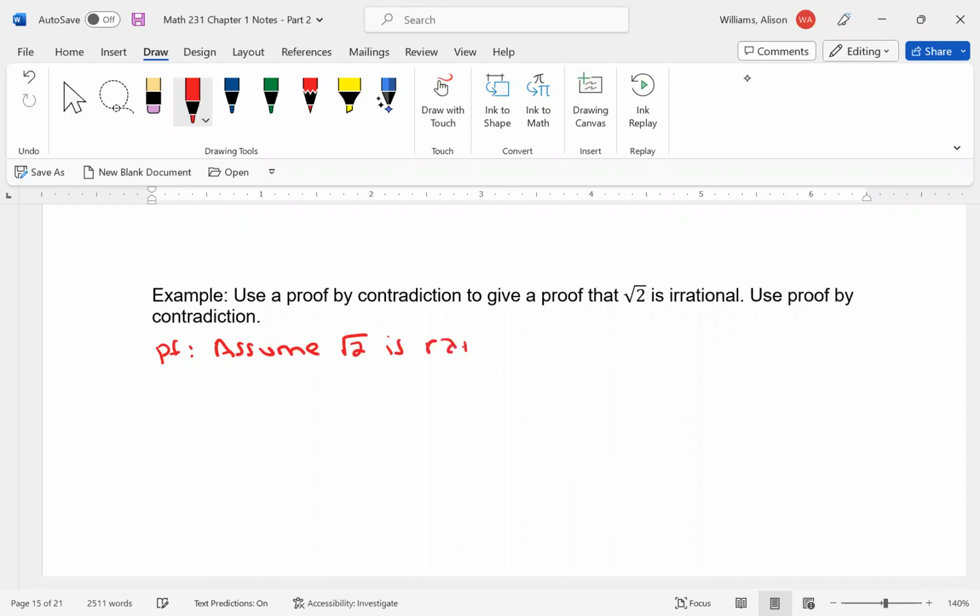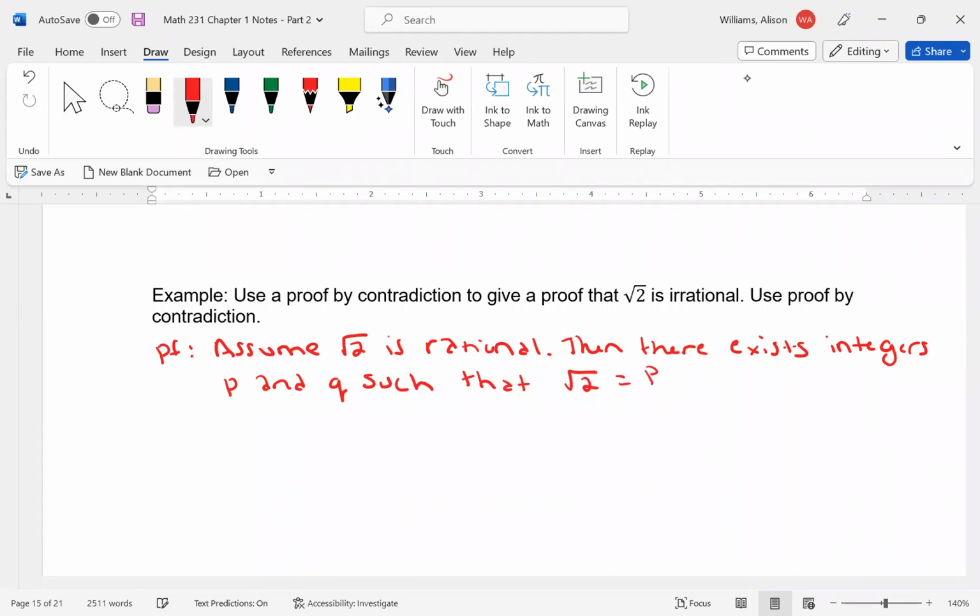Well, that's actually useful because we have a definition of rational numbers. Then there exist integers P and Q such that the square root of 2 equals P over Q. And make sure that we say that Q doesn't equal 0.